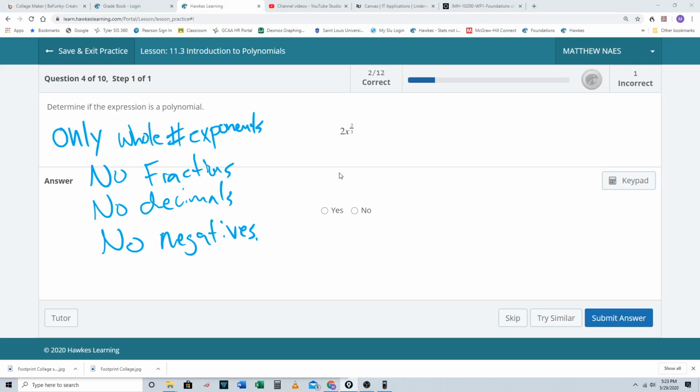So no, that's a fraction, not a polynomial. Look at the exponents. No fractions, no decimals, no negatives. I'm good. That's a polynomial. Again, when I say no fractions, no negatives, no decimals, that's in the exponent. Here's an exponent of 2, exponent of 1, no exponent here, so I'm fine. Yes, that's a polynomial. As long as I have no negatives or fractions up here, I'm good. Nope, not good. That 1/2 means no.